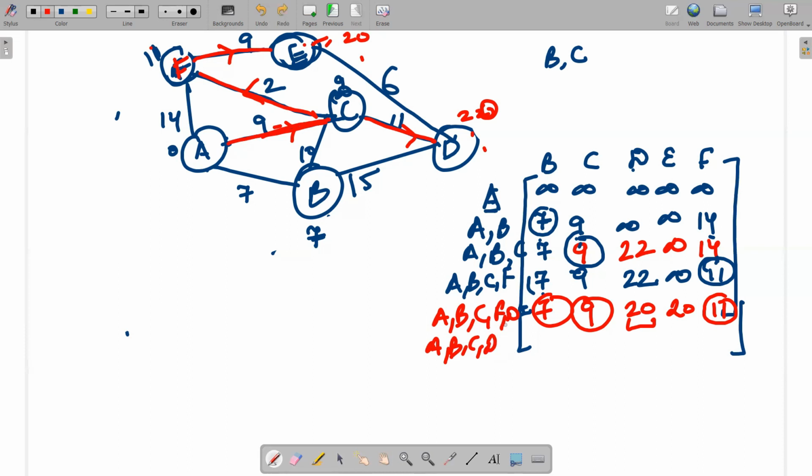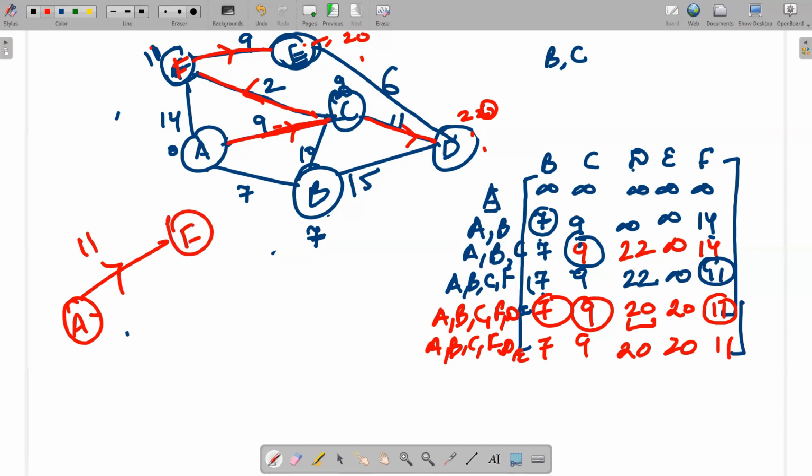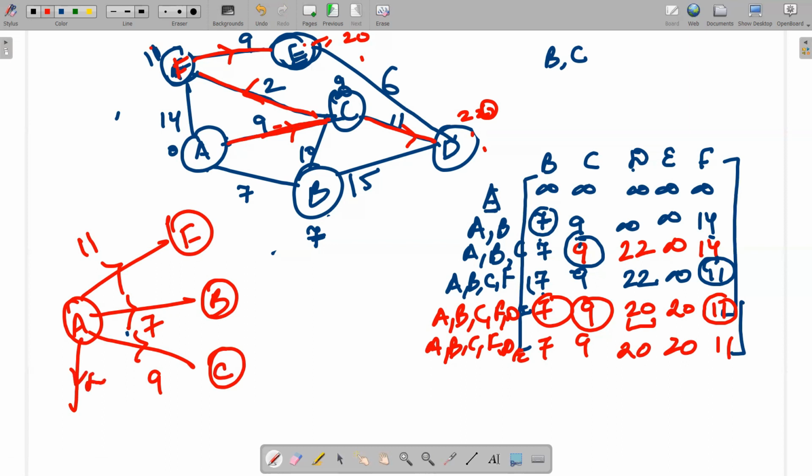That is, we have reached A, B, C, F, then D, then E. The answer is 7, 9, 20, 20, and 11. It means from A, the minimum distance to F is 11. From A, the minimum distance to B is 7. From A, the minimum distance to C is 9. From A, the minimum distance to D is 20, and from A, the minimum distance to E is also 20. This is the Dijkstra algorithm.